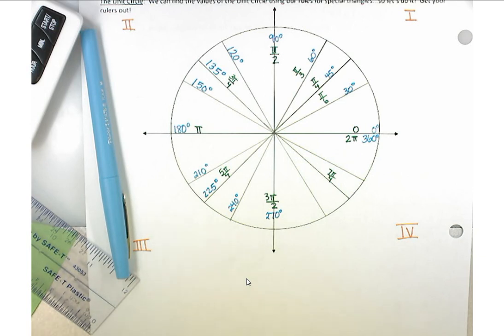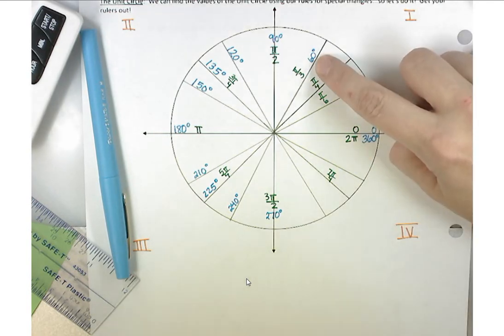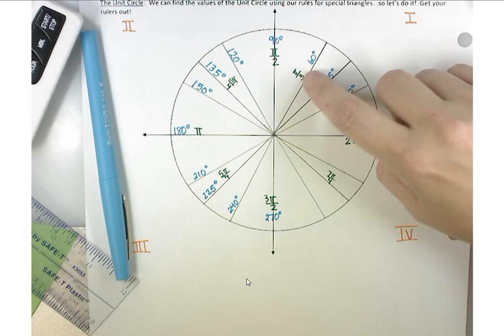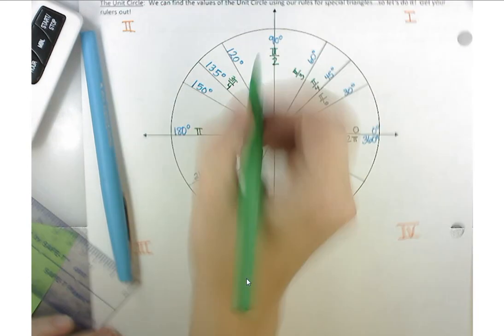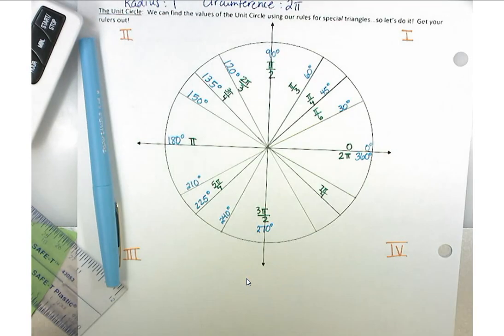If I was counting by pi over 3, how many degrees would I go? 60. I'd go 60. So I could do that if I wanted. So this would be 60 degrees. If I went another 60 degrees, where would I be? 120. So if this was pi over 3, this would be 2 pi over 3. Now I said you could use the over 6 because that's going to hit those. You're just going to have to do what with the fractions? Reduce them.